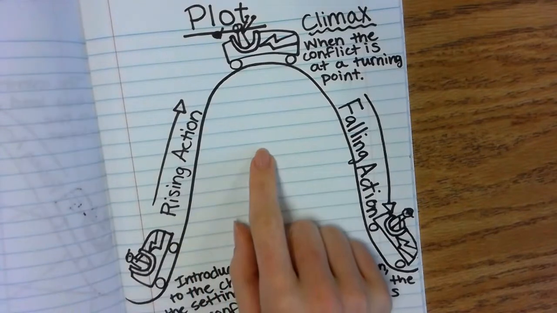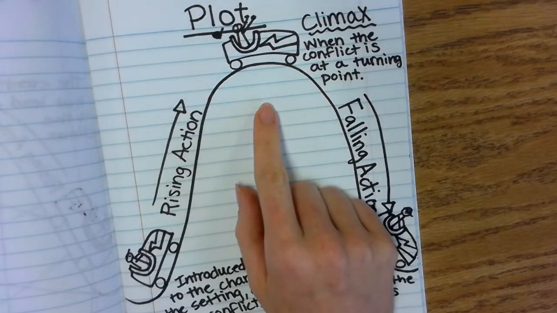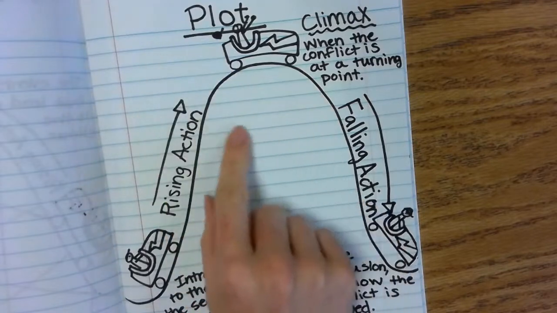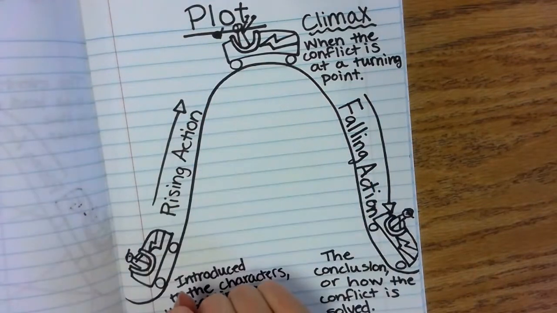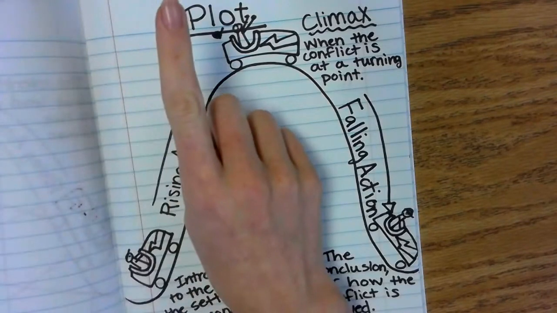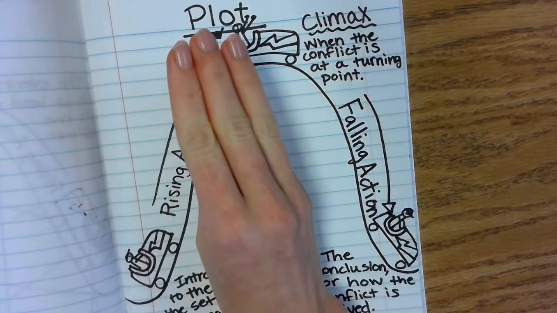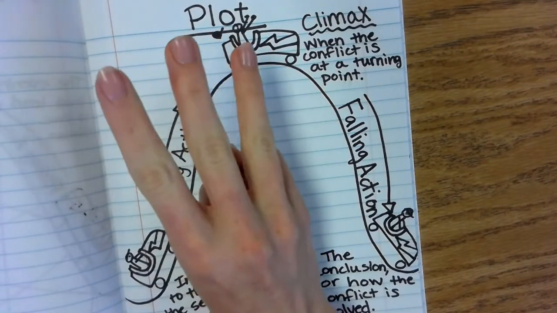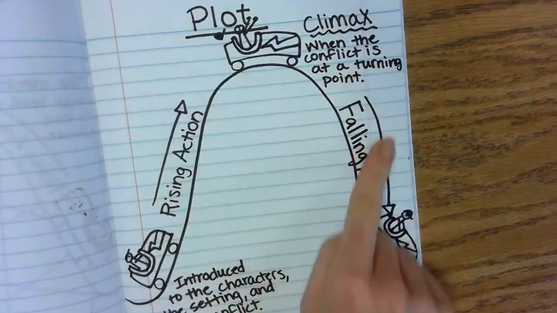So what you're going to do is you're going to listen to a story, and then there's a drag and drop activity where you're going to drag the different parts of the story onto the roller coaster in the right areas. Okay? I'm going to write out what the rising action is, what the climax is, and what the falling action is. But I'm not going to tell you which one's which. You're going to have to drag them to the right locations. Okay?